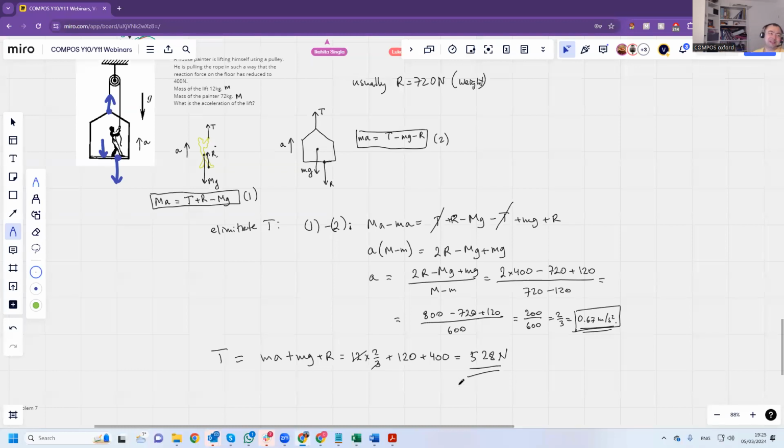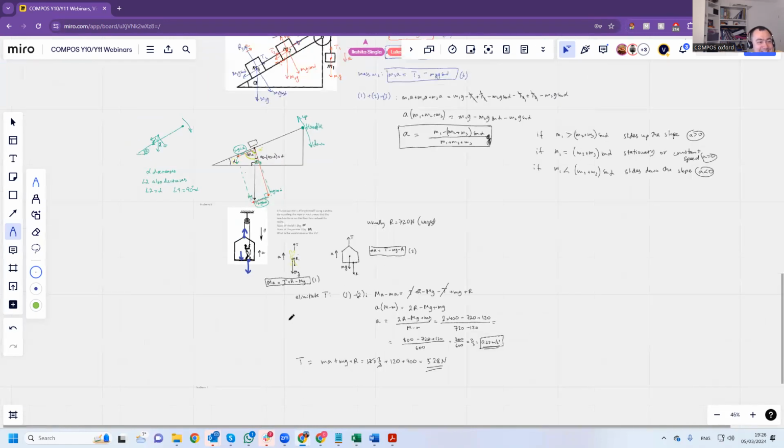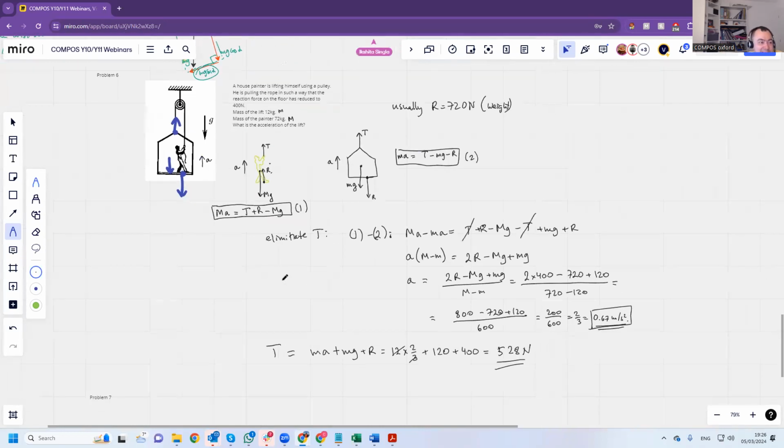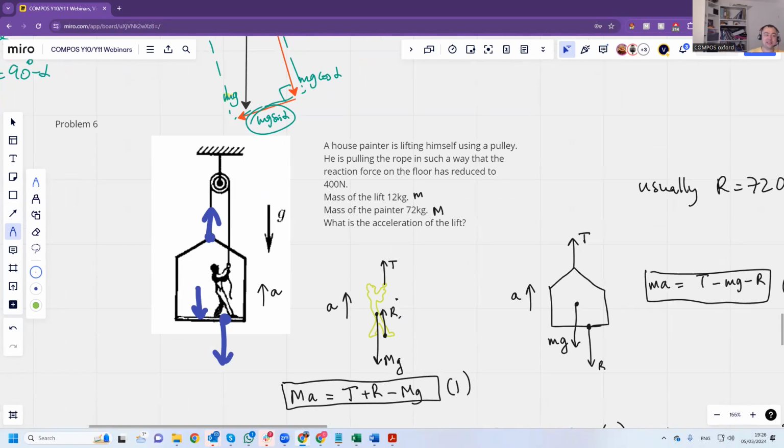It's a lot of force for one small painter. Not reasonably small, but yeah. Okay. So it looks like he really, really wanted to get up there. But I mean, yes, you can. That's how you look at it.